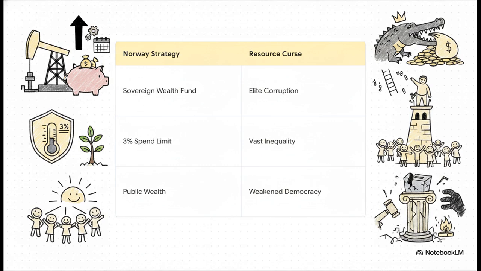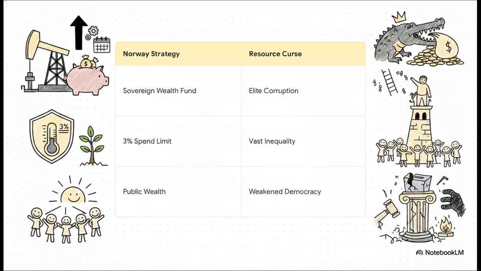But look at Norway's strategy. When they found oil in the North Sea years ago, they didn't just sell it off to foreign companies. No way. They built a sovereign wealth fund, and they capped the government spending of that fund to just 3% of its returns every year. They built public wealth, not elite wealth.